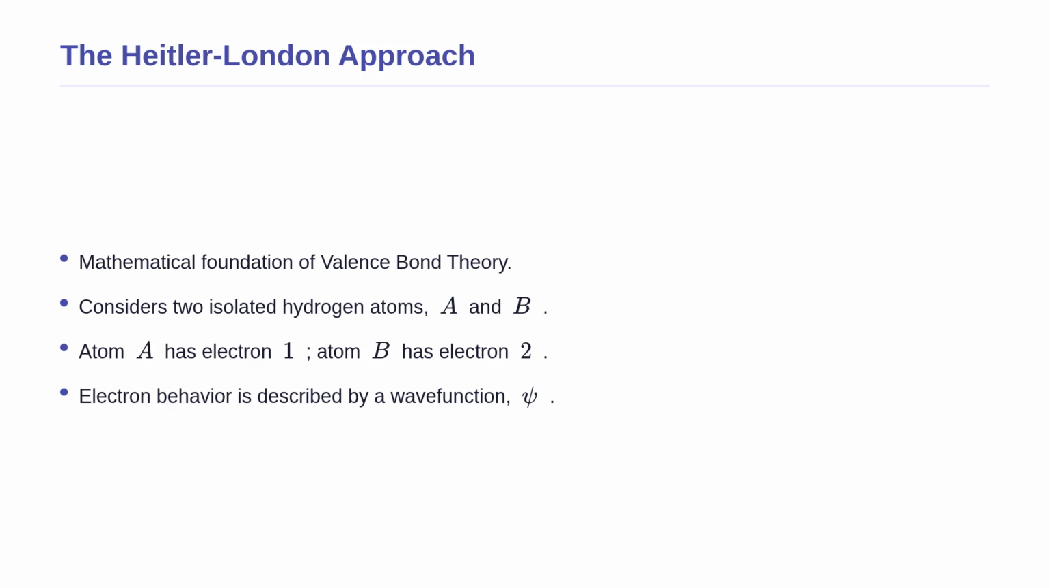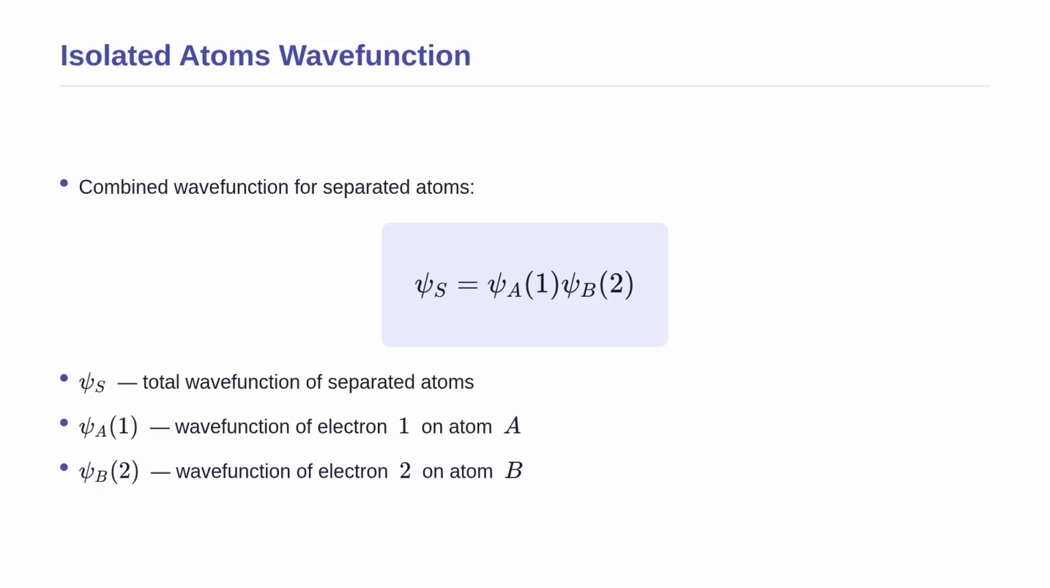When the atoms are far apart, they do not affect each other at all. This brings us to our first mathematical equation. Because the two atoms are completely independent when they are far apart, probability rules tell us to simply multiply their individual states together. Here, psi S represents the total mathematical description of the two separated atoms. Psi A of 1 is the state of the first electron on atom A, and psi B of 2 is the state of the second electron on atom B.